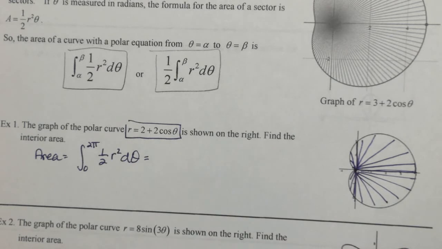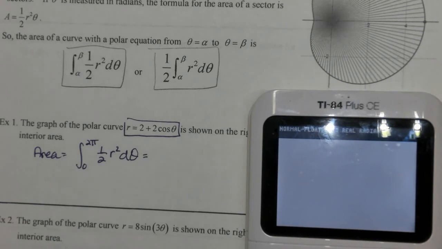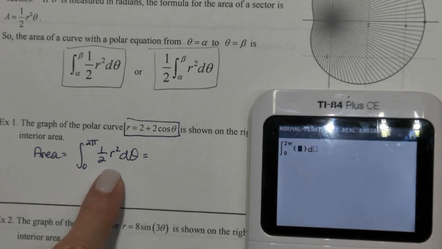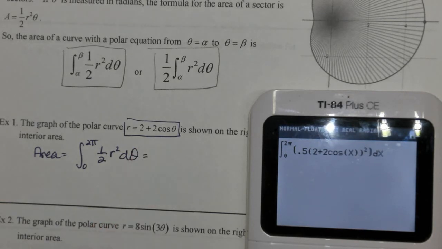And we can put that into our calculator. Let me get my calculator going here. We could do this by hand, but there's no need to if we have a calculator in our hands, right? So I'm going to have math 9, 0 to 2 pi, 1/2 r squared, where r is 2 plus 2 cosine theta. Make sure you get that in there accurately. D theta. I'm just in function mode. I'm always in function mode for these.